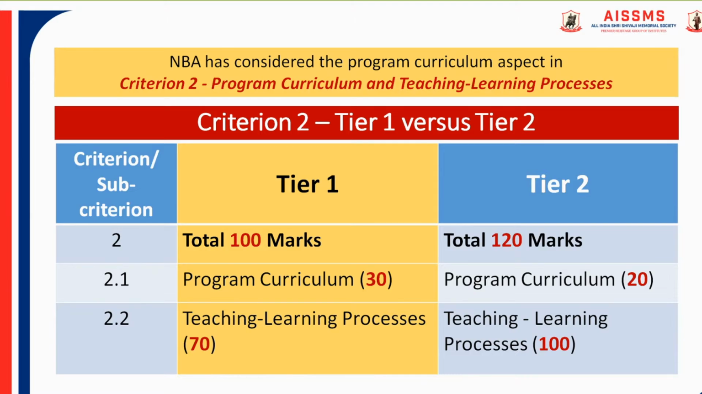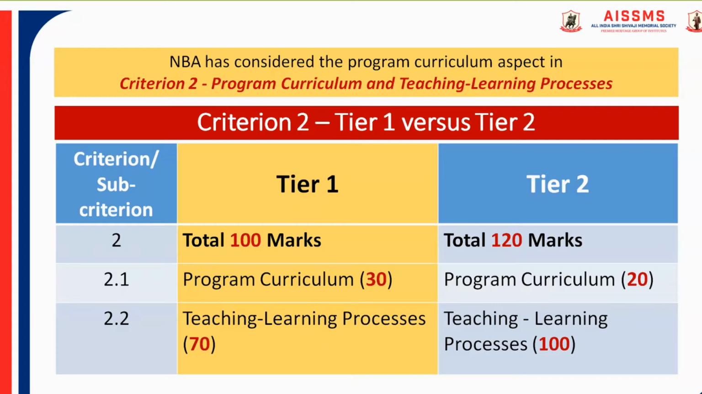In 2.1 we have program curriculum, which is 30 marks for tier 1 and 20 marks for tier 2. Today I am going to emphasize the program curriculum, that is, how to design the curriculum. Then there are the teaching learning processes, 70 marks for tier 1 and 100 marks for tier 2. After my session, Prasad is going to discuss the different teaching learning processes. Moving on to the detailing of the criteria.